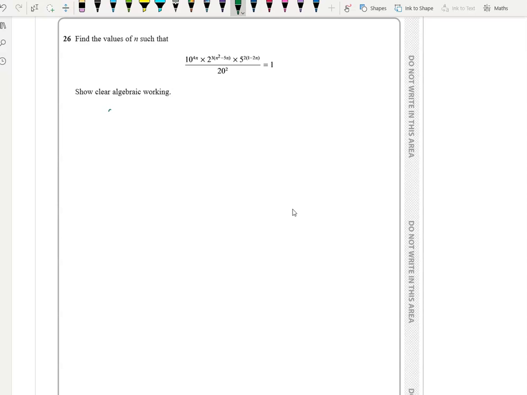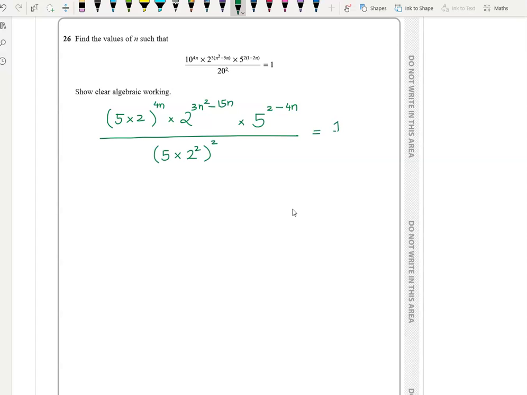So 10 can be written as 5 times 2, the power 4n we keep the same. You have 2 power 3 bracket n square minus 5n, let's multiply the bracket. So 3 times n square is 3n square and 3 times 5 is 15n, times 5 power, again you have 2 bracket 1 minus 2n, expand it, so 2 times 1 is 2, 2 times 2n is 4n, over, now 20 we can write as 5 times 2 square, and the power 2 you keep the same, equal to 1.